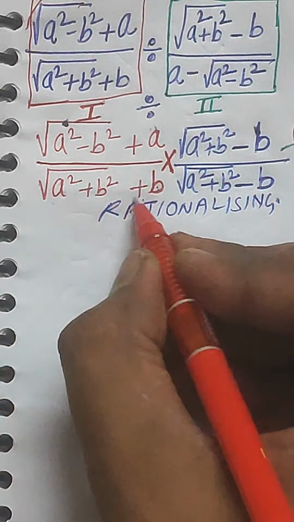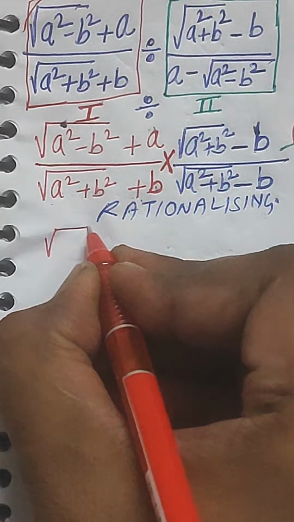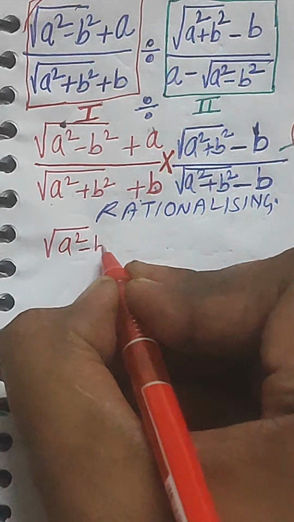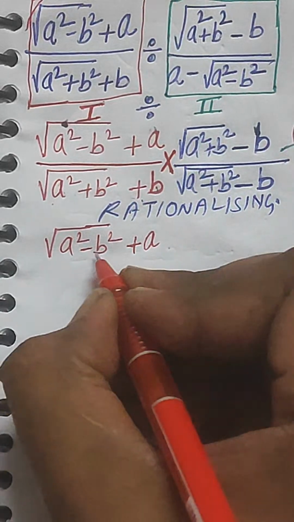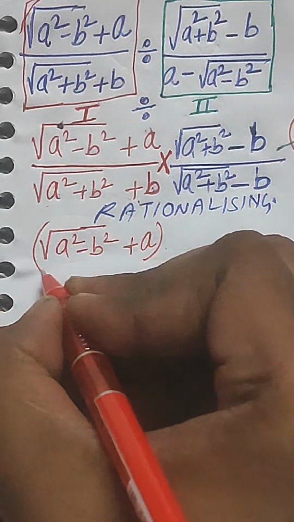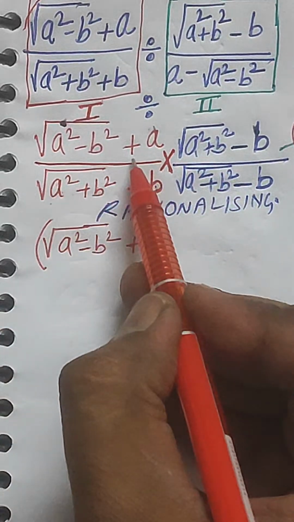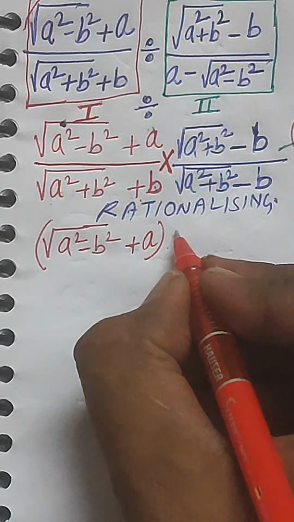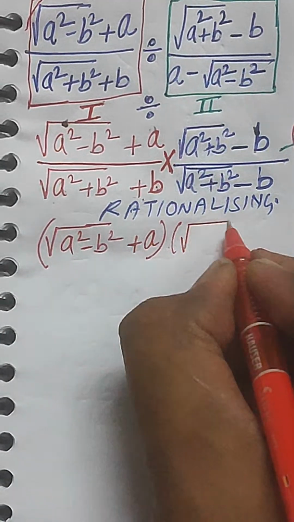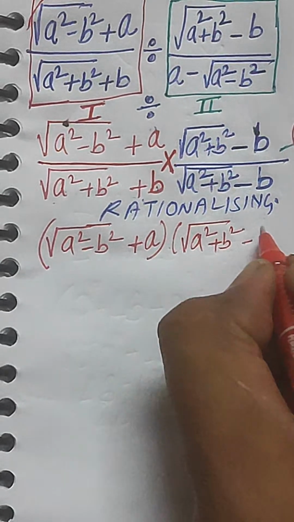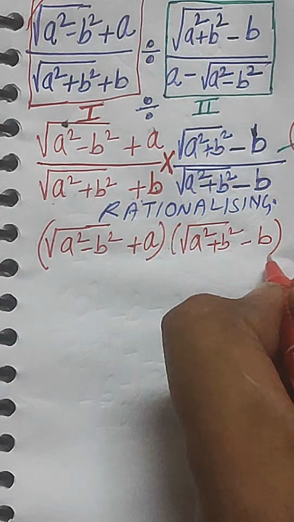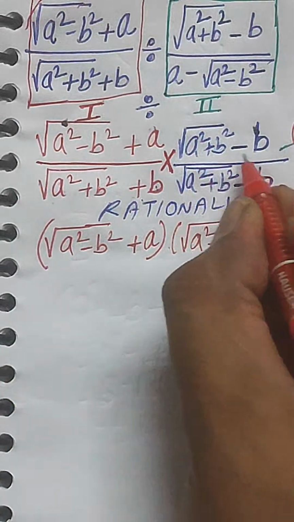Now here put the numerator as it is, don't go into the calculations. Okay, root over of a square minus b square plus a, keep it as it is, this term, right? And the second one is root over of a square plus b square minus b, right? So this is the second term, this one.